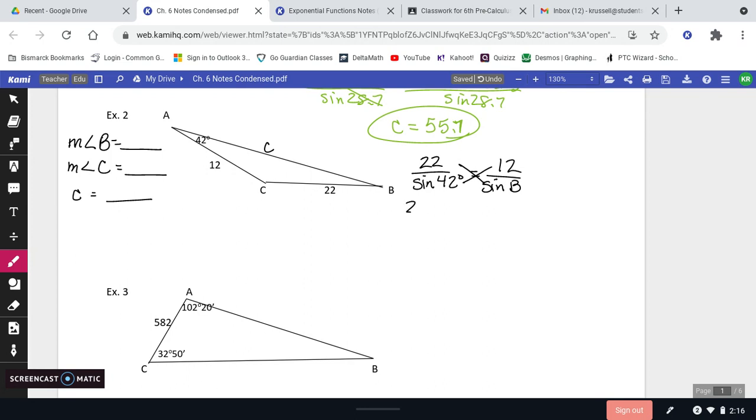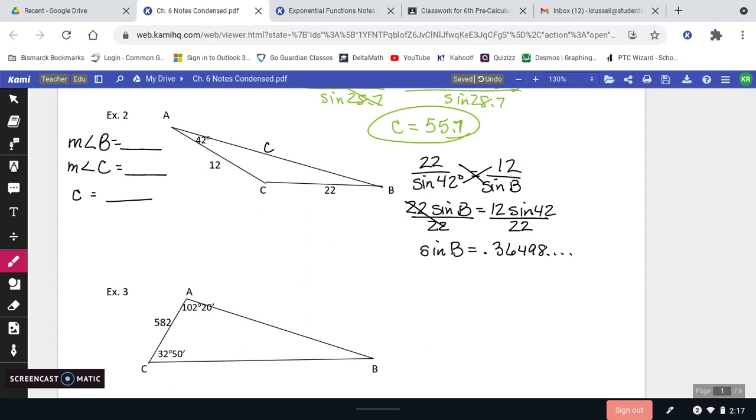Okay, so 22 times the sine of B equals 12 times the sine of 42. I'm going to divide by 22. So I have the sine of B equals, and again, I'm just going to let my calculator keep this calculation, 12 times the sine of 42, and I'm going to divide it by 22. So sine of B is about 0.36498, and the decimal keeps going. Again, just let your calculator keep all of those digits.